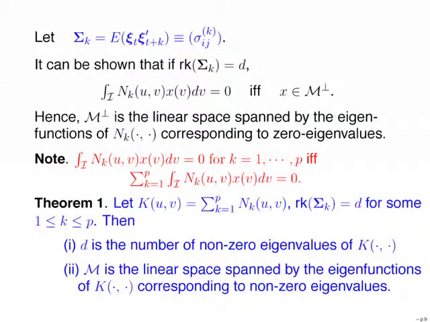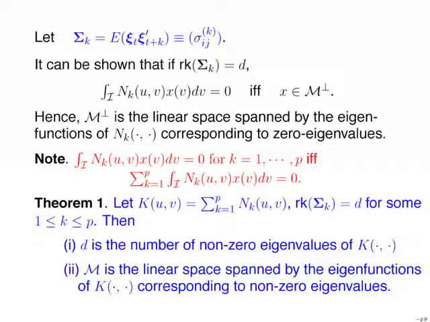Now what we did is this Mk times Mk transpose. You add them from layer 1 to p, under some non-trivial condition, which says really the dimensionality is d. Then what we can conclude is the number of non-zero eigenvalues is d, the dimension of the factor loading space, the d we try to estimate. And this factor loading space is a linear space expanded by the eigenfunctions of this matrix or operator corresponding to non-zero eigenvalues.